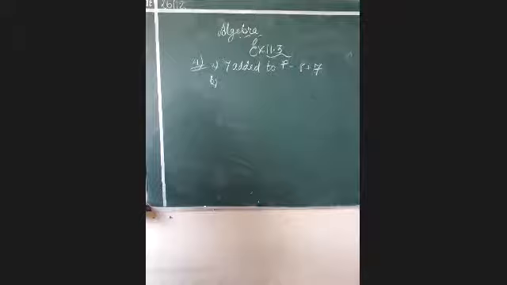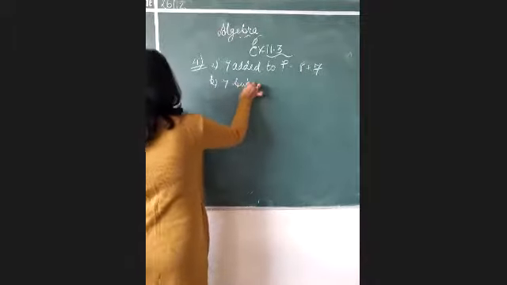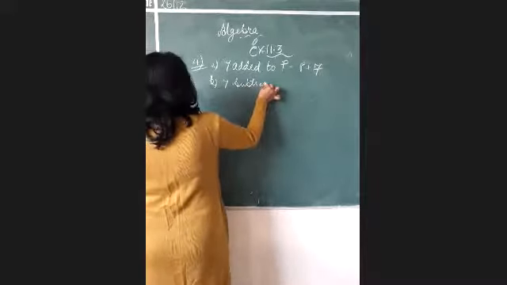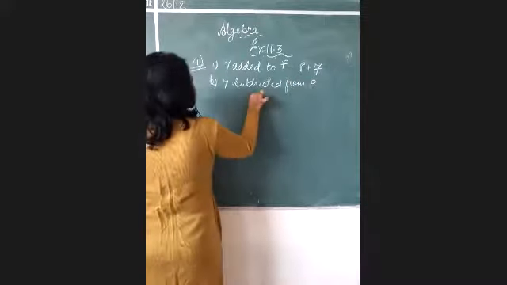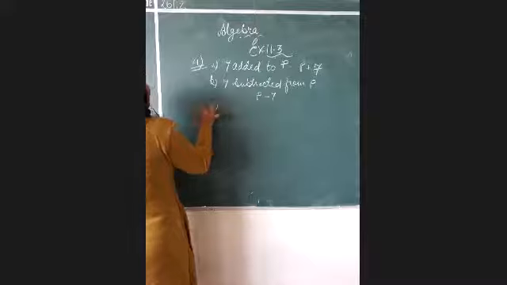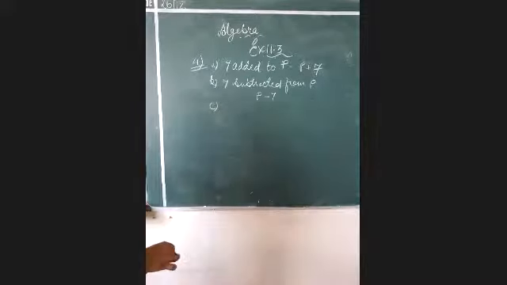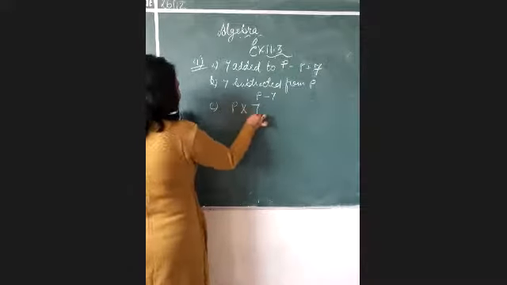Second question says that 7 subtracted from P. Subtracted from P. So it would be P first, then minus, and then 7. Now moving ahead, direct answer. Question number C. P multiplied by 7. So P multiplied by 7 comes like this.